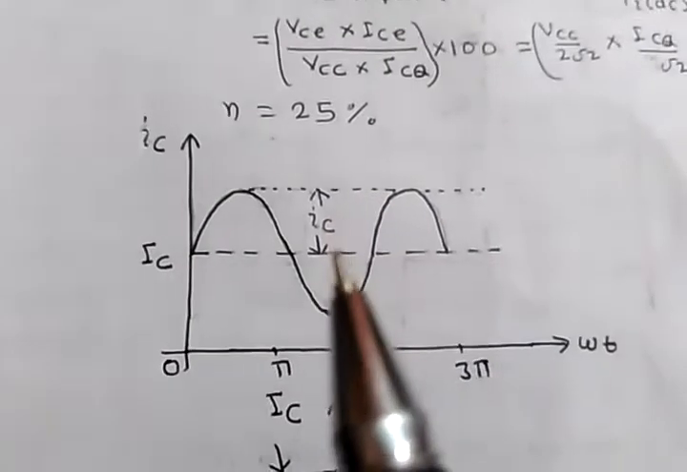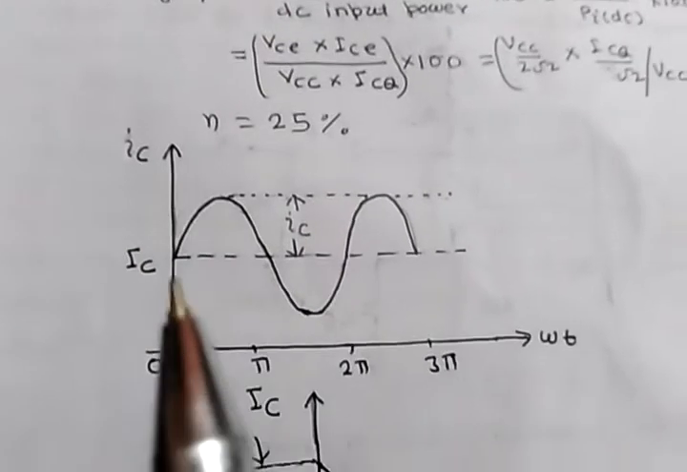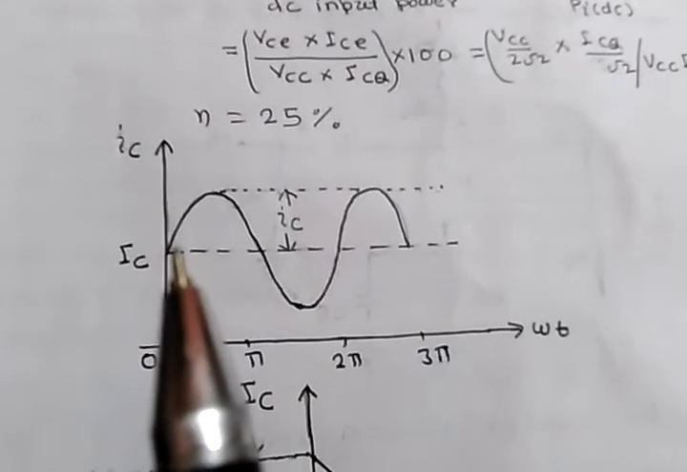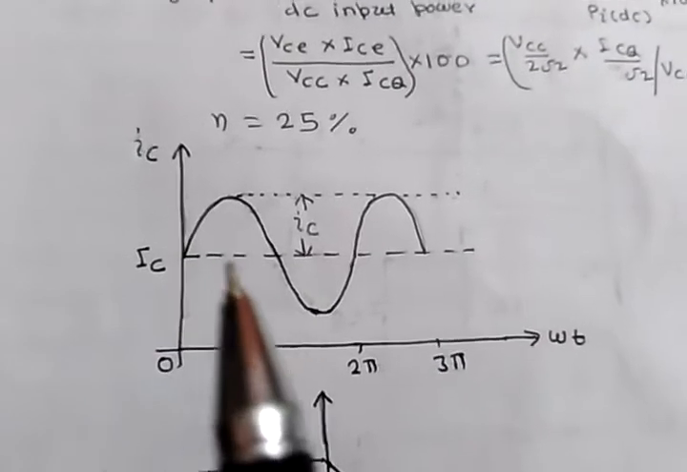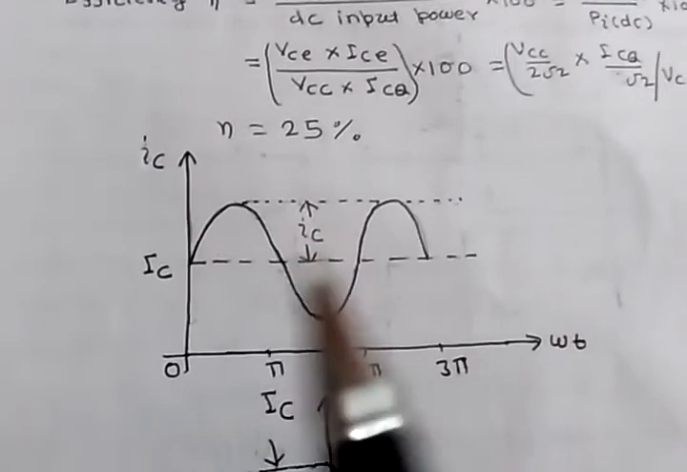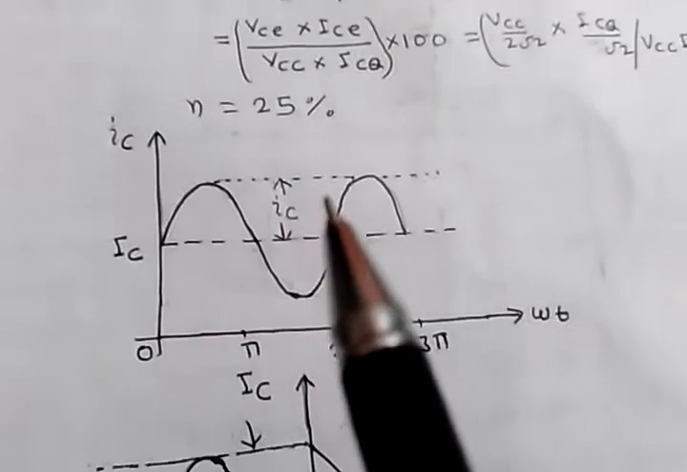This is the amplitude of the signal collector current. For proper amplification of the complete cycle of the input signal, this DC bias collector current should be greater than this amplitude of the signal collector current.